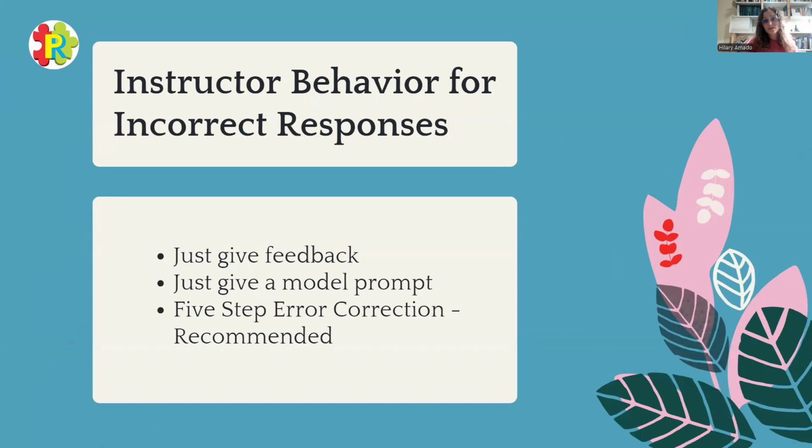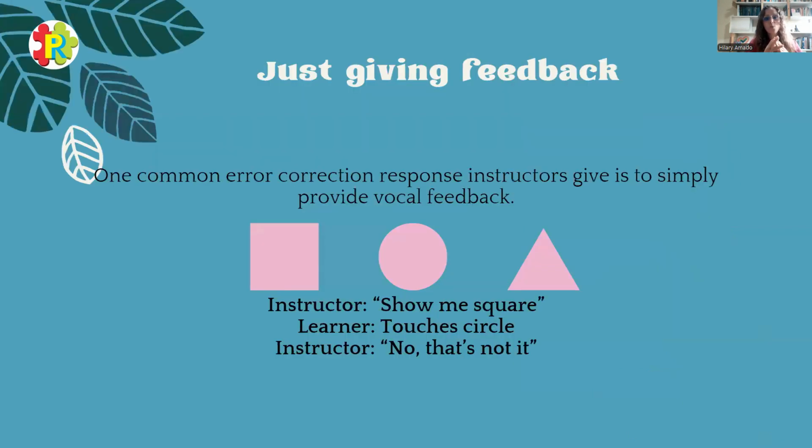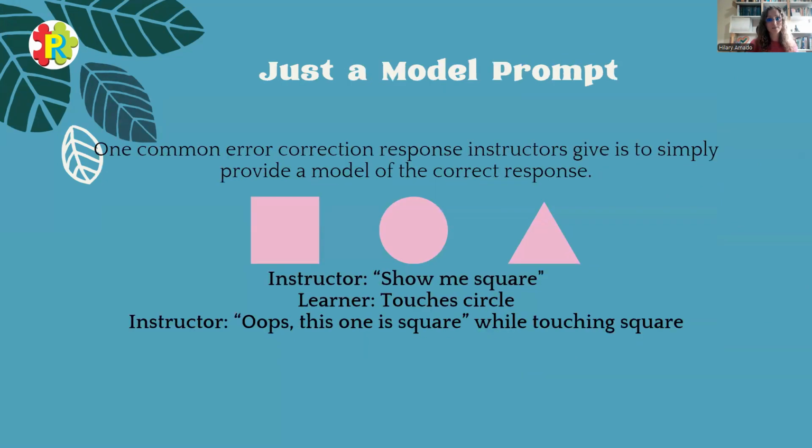The programming also needs to contain the instructor behavior for incorrect responses, and there might be a variety of different ways they do that. We're going to talk about some of those ways. They might instruct you to just give feedback, just give a model prompt, or use a 5-step error correction procedure, which would be more recommended. One common error correction response instructors give is to simply provide oral feedback. Show me square, they touch circle, and the instructor simply says, no, that's not it. This kind of correction is problematic because it doesn't teach the correct response.